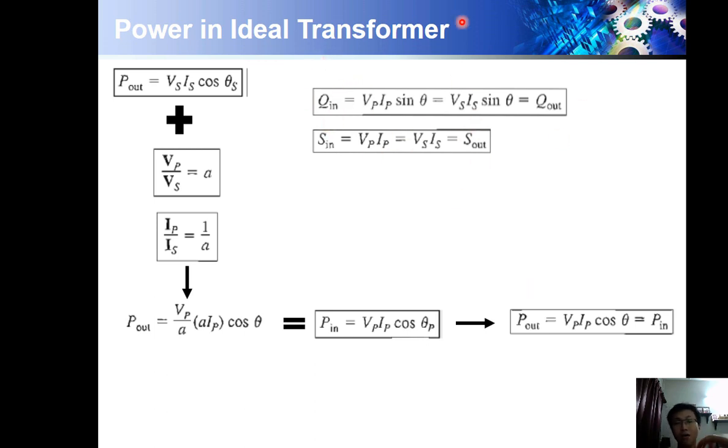Similarly, this is for the active power. For the reactive power, Q in becomes VP IP sin theta, which equals VS IS sin theta, which is Q out. For the apparent power, S in equals VP times IP, which equals VS times IS, which equals S out. Similar derivation for these two.